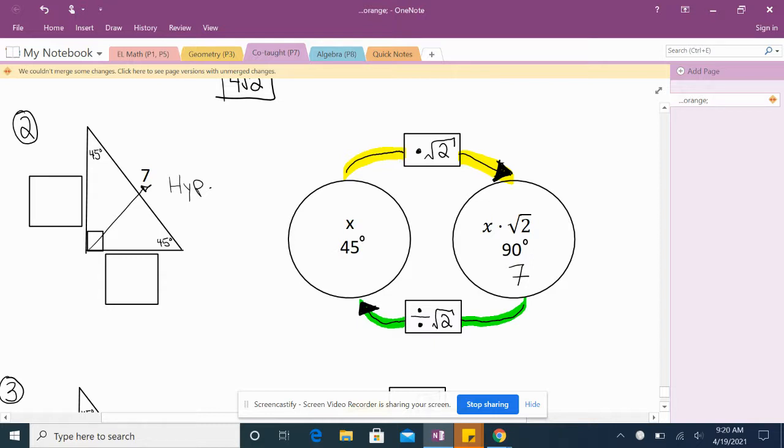So we have 7 divided by square root 2. And so don't worry about simplifying this.